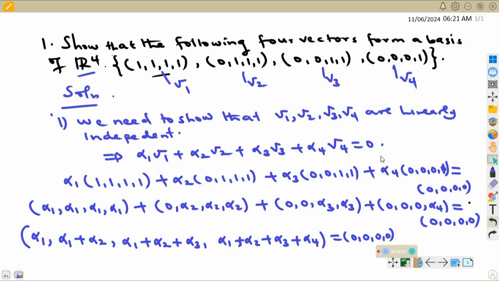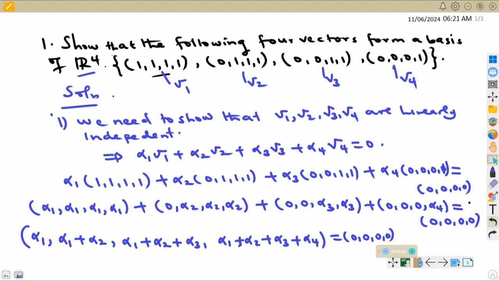Let us look at the first example. It says, show that the following four vectors form a basis of R4. In these vectors, we are given this vector 1, 1, 1, 1, then 0, 1, 1, 1, then 0, 0, 1, 1, then 0, 0, 0, 1. So we can easily relate these vectors to be, for example, this one here to be our V1, this to be our V2, this one to be our V3, and this one to be our V4.